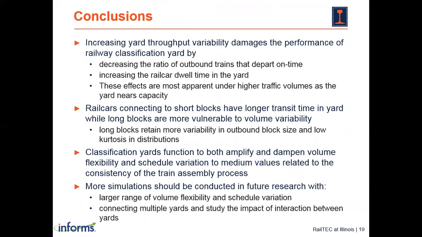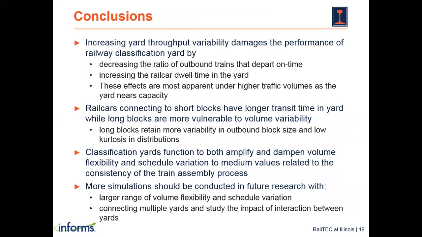In summary, this paper used an original hump classification yard simulation model to conduct a novel experiment systematically investigating and quantifying the propagation and transformation of inbound to outbound variability. Increasing yard throughput variability damages the performance of the railway classification yard by decreasing the ratio of outbound trains that depart on time and increasing the rail car dwell time in the yard.